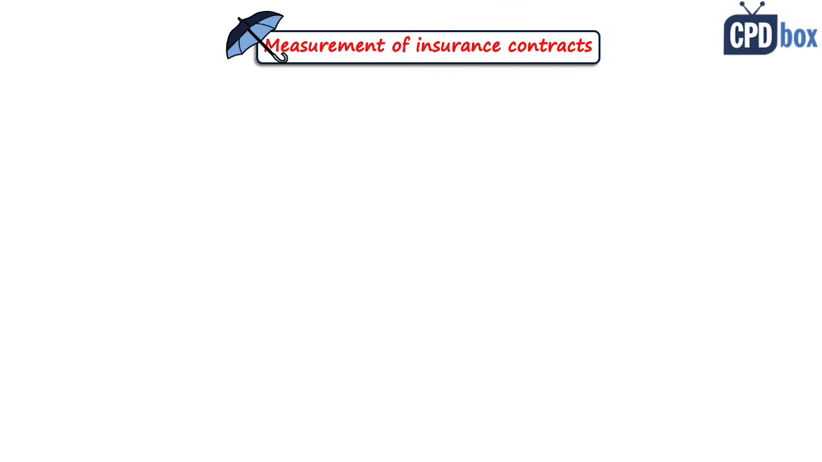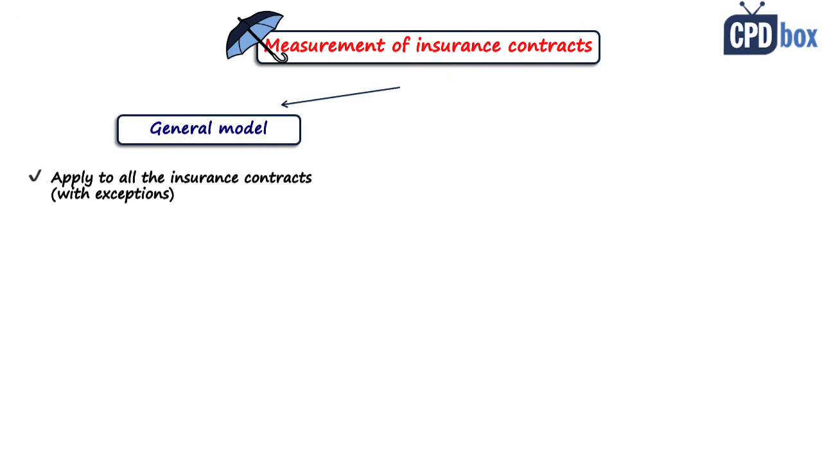Now, how to measure the groups of insurance contracts? There are a few models available, and the primary model is the general model. This model applies to all insurance contracts with some exceptions that we are going to introduce, and it does not distinguish between the individual types and durations of the contract, or between short-term, long-term, life, non-life. So it applies in the same way to all applicable insurance contracts.